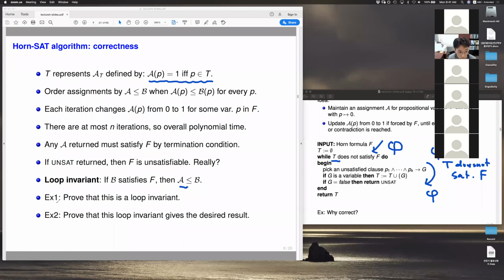So to solve exercise number 1, you have to prove these two things. First, you have to show that phi is true in the beginning. Second, you have to show that, assuming phi is true and T does not satisfy F, phi is again going to be true. Phi here talks about properties of T before executing the body. Phi here talks about properties of T after executing the body. So I will give you 10 minutes to think about this.